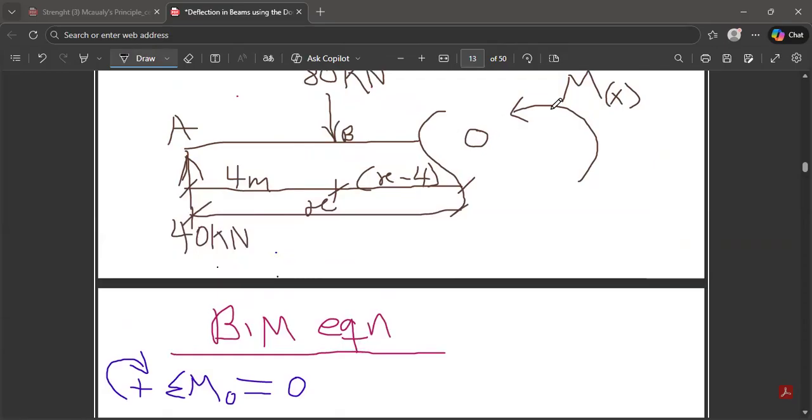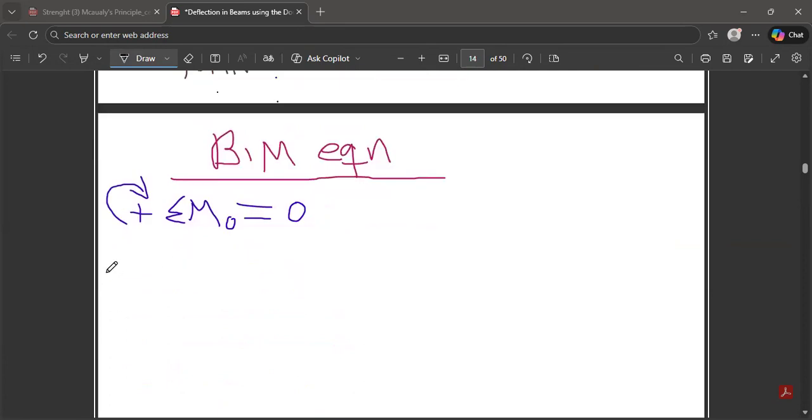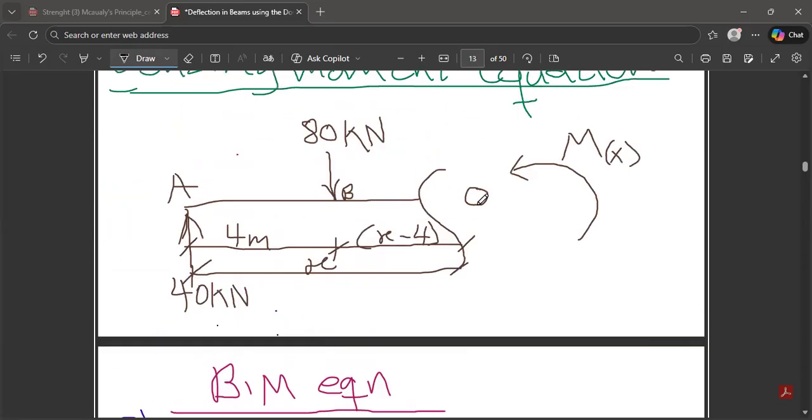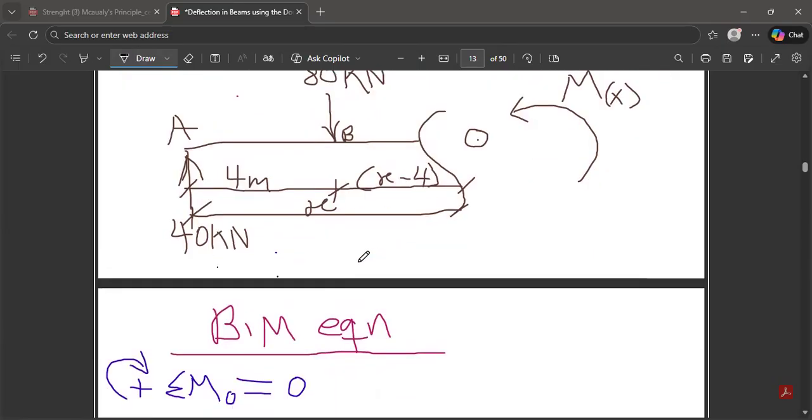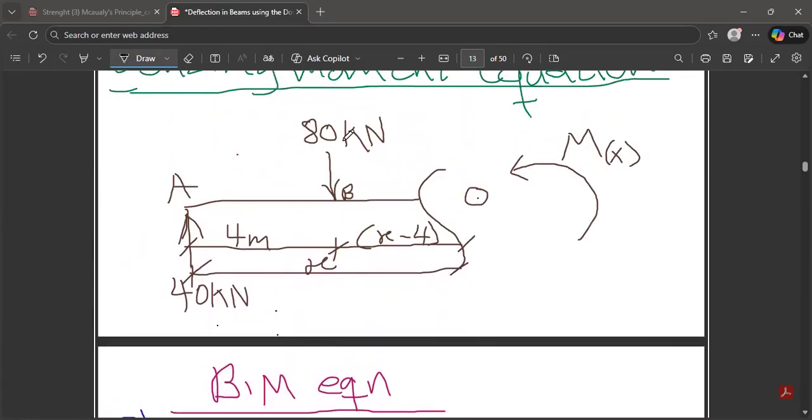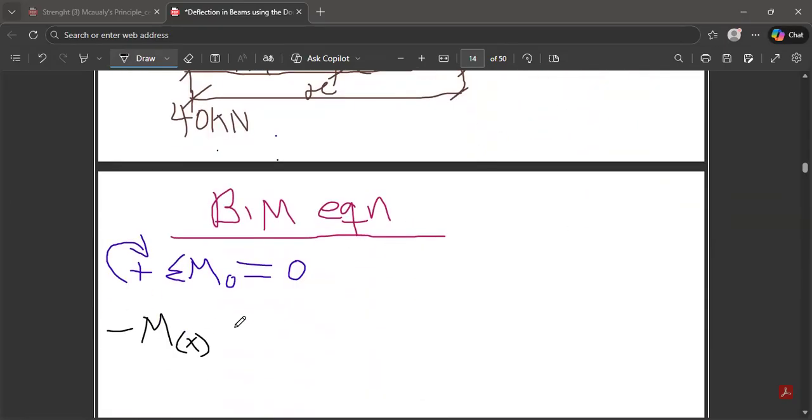So if you stand at A, let's take the first one. You can see that it is an anti-clockwise moment. So negative what? Mx. Good. Now, if we are still standing at the origin here, the 80 is going to multiply x minus 4. But the 80 is also anti-clockwise, so it's going to be negative. So minus 80 times, let's say, x minus 4. I close the bracket.